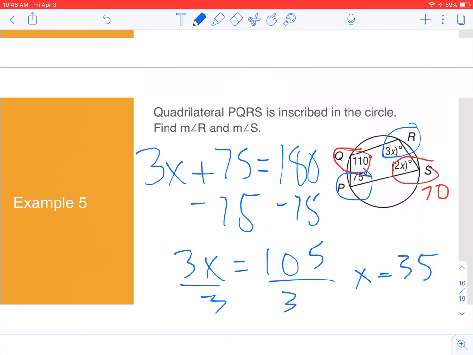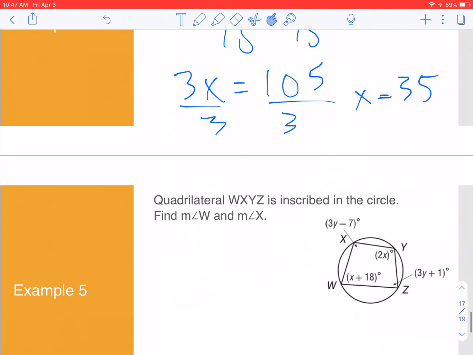Okay? This will equal 10. No. This will equal... Hold on a second. This should equal 110. But 35 times 3 is not 110. No, never mind. I'm wrong. This is 105. So if you add up all 4 of them, you'll get 360. Sorry for that mistake. Okay, moving on.